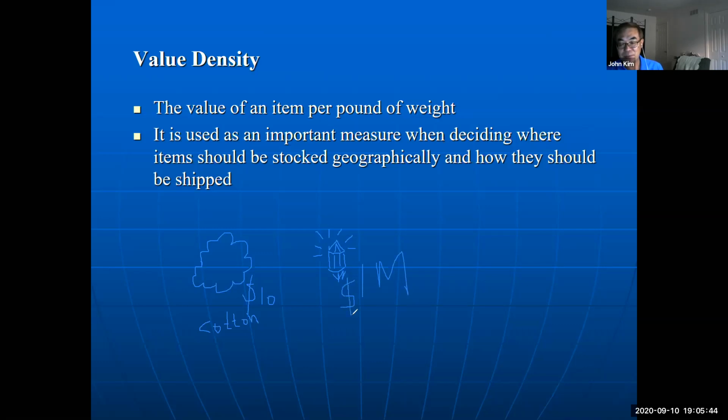So same 1 pound, but the value is different. So for diamond, value density is high, while for cotton, value density is very low. So based on this value density, we can decide what transportation we should use.